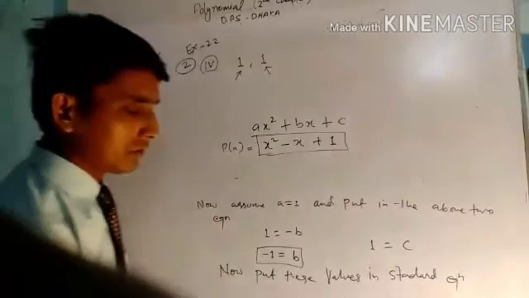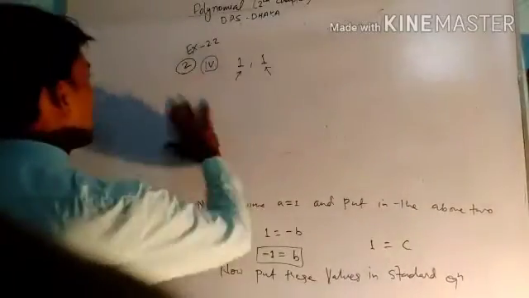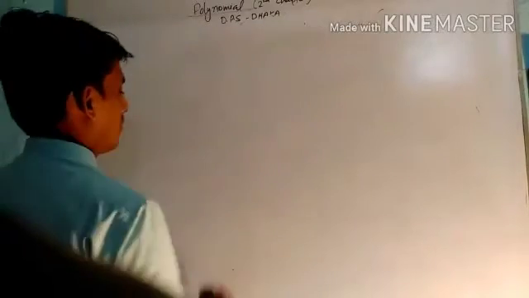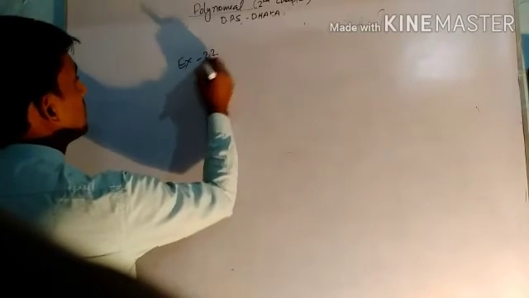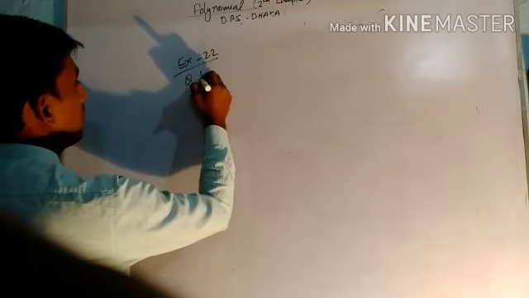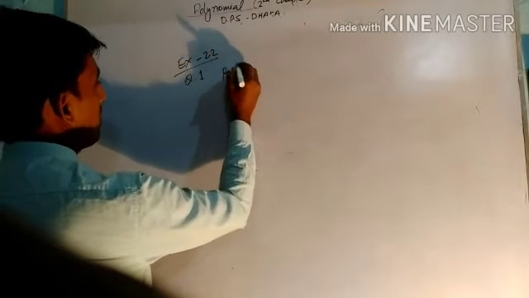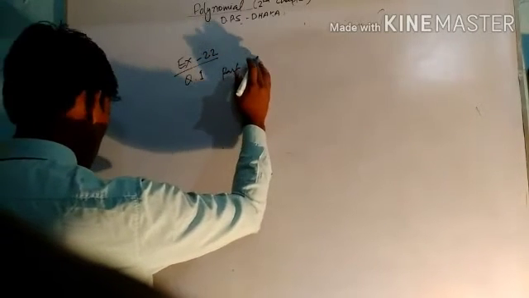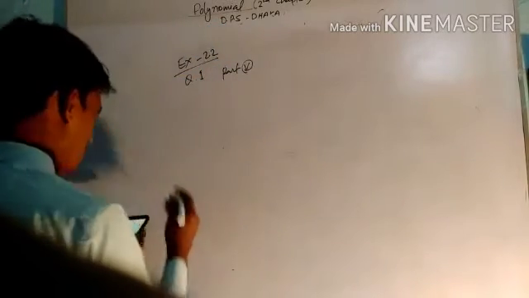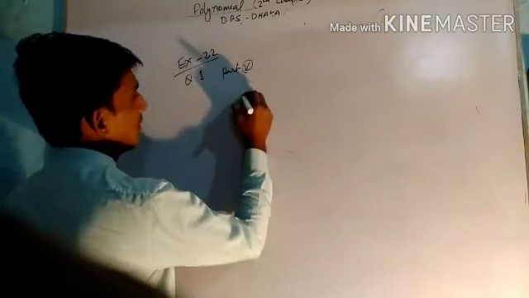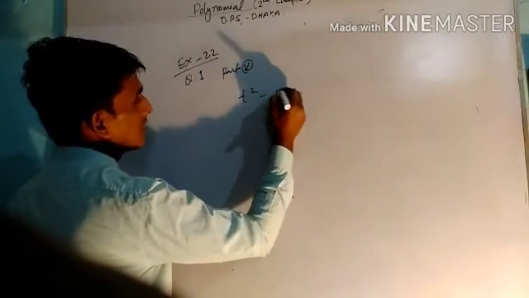Well, now I am going to solve one more question of exercise 2.2, question number 1 part 5, that is 5. So it is given in the question that t square minus 5.